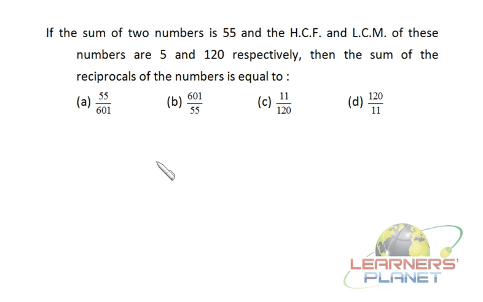Now let's do this problem. If the sum of two numbers is 50 and the HCF and LCM of these numbers are 5 and 120, then the sum of reciprocals of the numbers is equal to. Okay, let's see, assume the numbers to be 5x and 5y. Since their HCF is 5, we can assume the numbers to be 5x and 5y. Okay, now 5x plus 5y is 50.